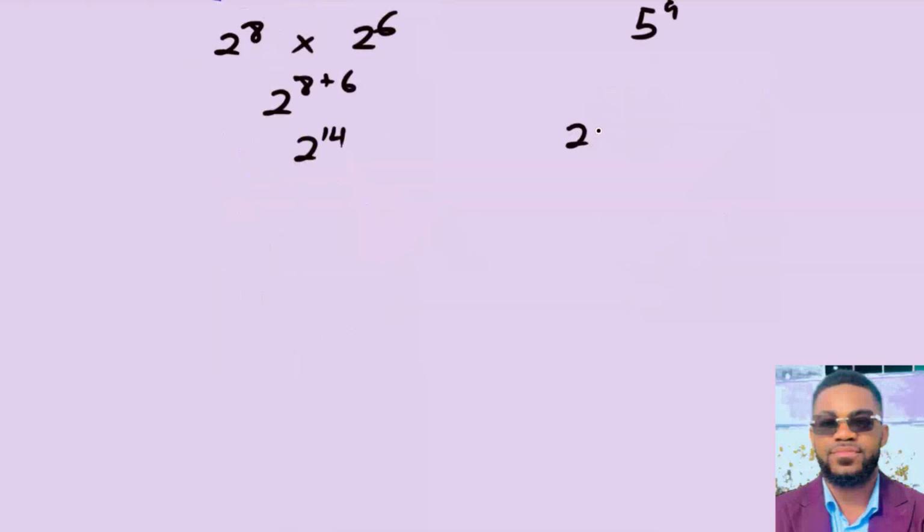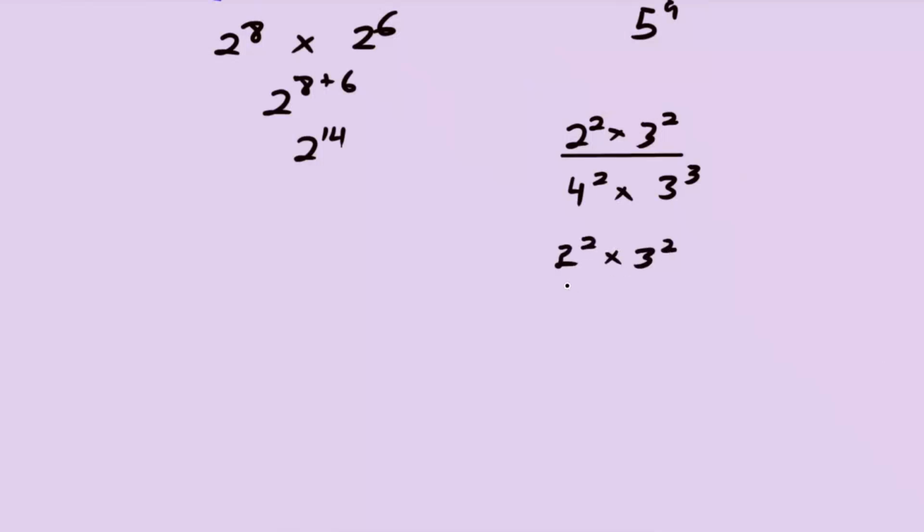We have 2 exponent 2 times 3 exponent 2 all over 4 exponent 2 times 3 exponent 3. You have to simplify this too. Now let's make sure they have the same bases. I'm talking about this and that. This is 4. With this one, we have 3, we have 3. But we can do something about this one. So I'm going to express this 4 in terms of 2. So the new expression is going to be 2 exponent 2 times 3 exponent 2 all over, let's express 4 in terms of 2. And that's going to be 2 exponent 2. Remember, we have 2 here already, so that's going to be exponent another 2. Now times 3 exponent 3.